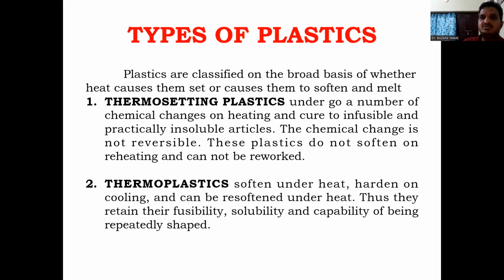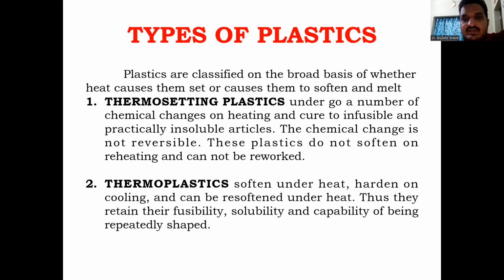These plastics are classified into two types: thermosetting plastics, and thermoplastics, which soften and melt under heat. Thermosetting plastics undergo a number of chemical changes on heating and cure into infusible and practically insoluble articles. The chemical change is not reversible in these thermosetting plastics. These plastics do not soften on reheating and cannot be reversed.